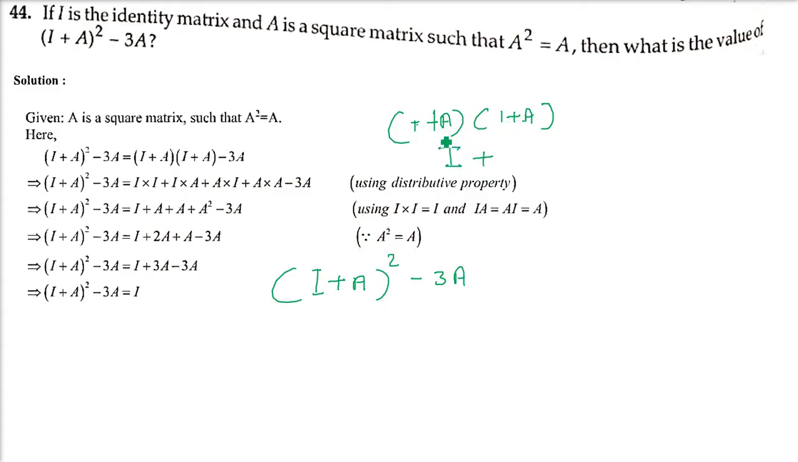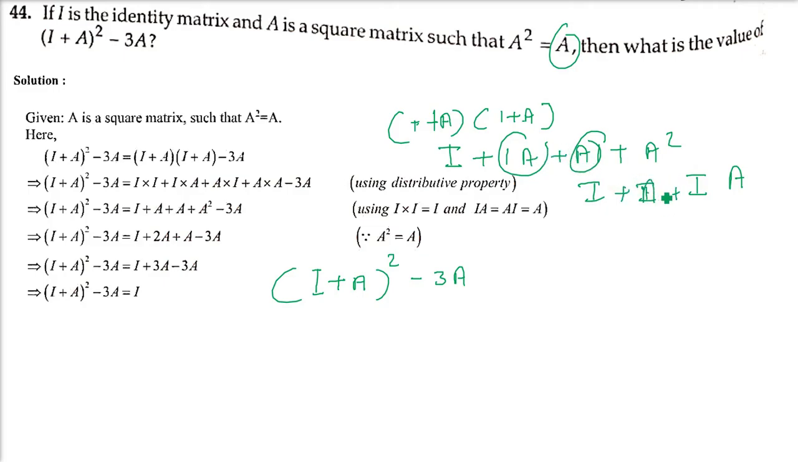Then I into A and A into I. Whenever we multiply a matrix by I, it is going to be the same matrix A. So this IA and AI will be equal to A. I was writing I, it is not true. It has to be A. I'll just change it. And A squared is already given in the question. A square is A.